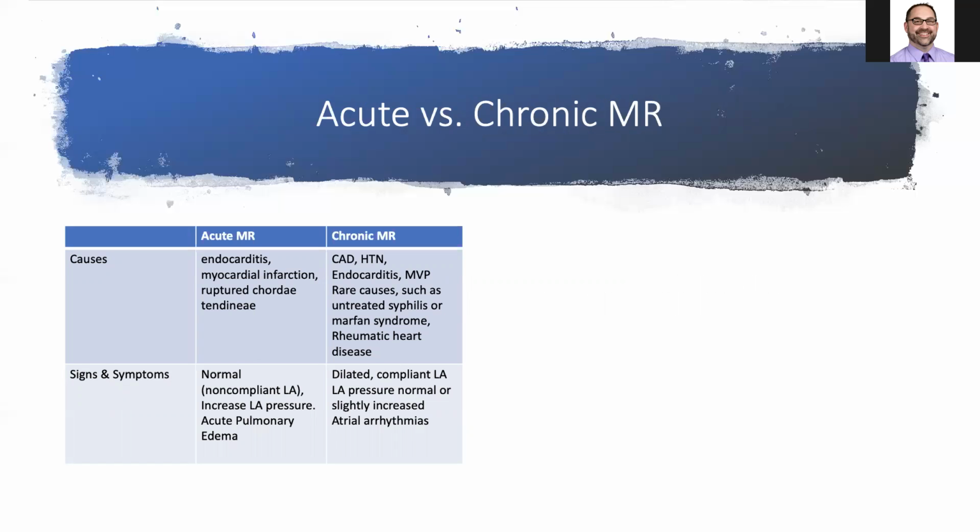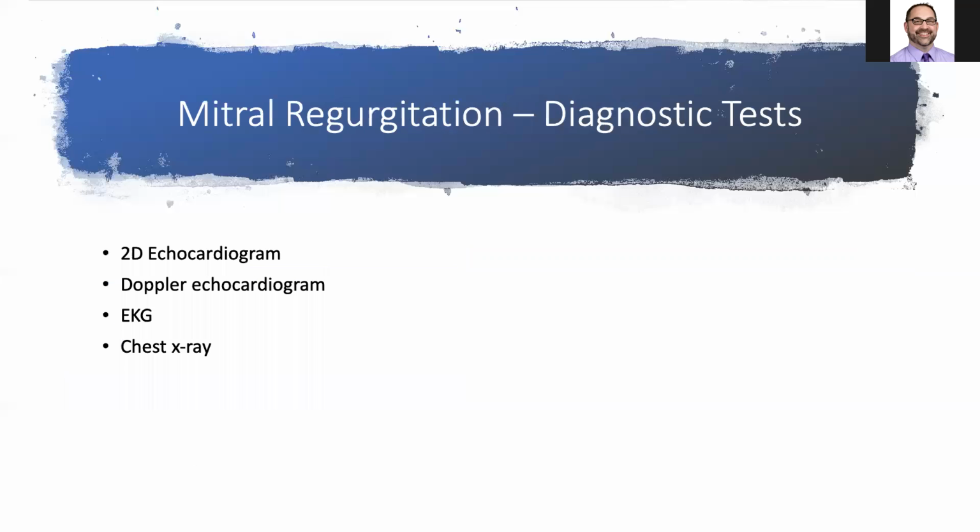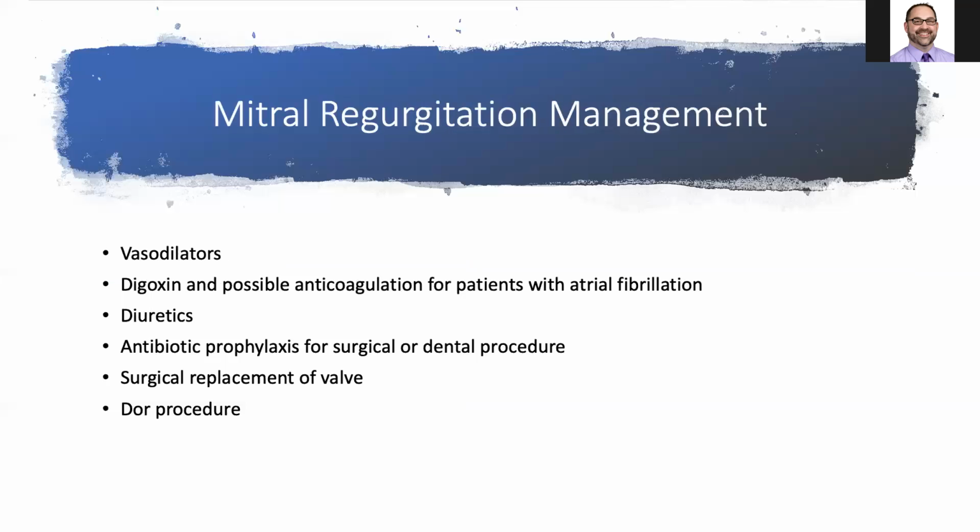Again, signs and symptoms: sometimes patients just present with acute pulmonary edema if they've had a MI, or sometimes it's just exertion. Diagnostic testing, again, echocardiogram, EKG, chest X-ray. Management: vasodilators, digoxin, and possible anticoagulation if the patient has atrial fib. There's a slide at the end that goes over that in a little more detail. Diuretic therapy, antibiotic prophylaxis for dental procedures, surgical replacement of the valve or repair procedure.